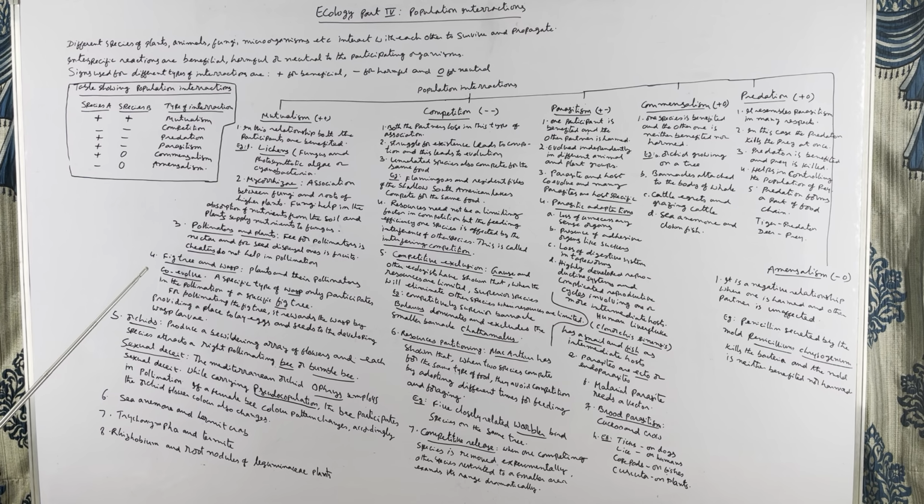Then, another very important example is fig tree and wasp. Here, we have to remember one point, co-evolution. Co-evolution means both the participants of the association evolve together. If one partner evolves, the other partner also evolves. Otherwise, that relationship fails. So in the case of fig plants, what happens?